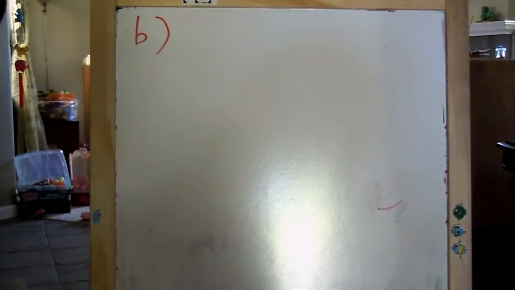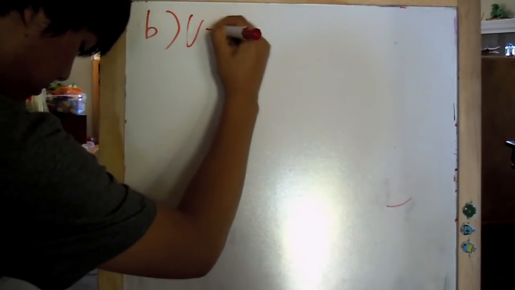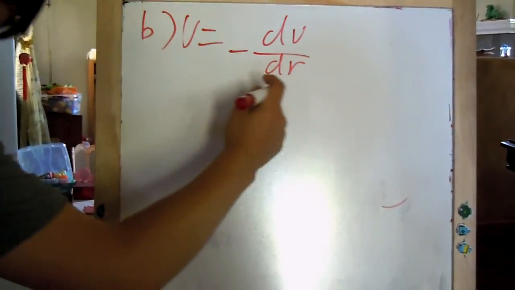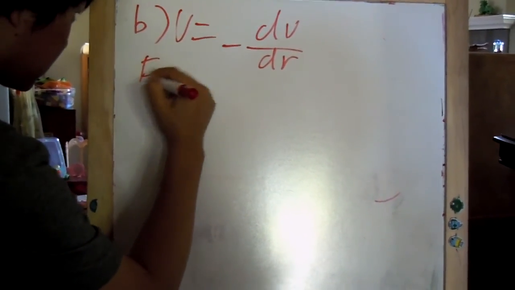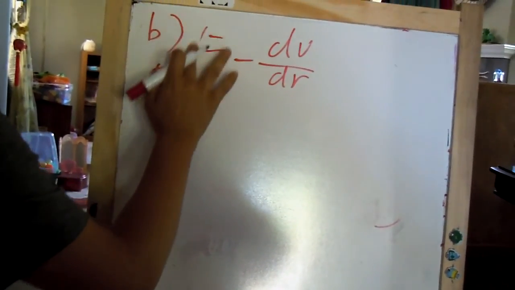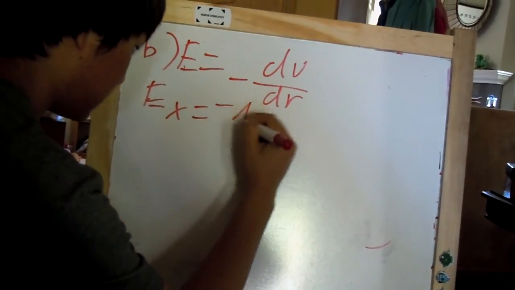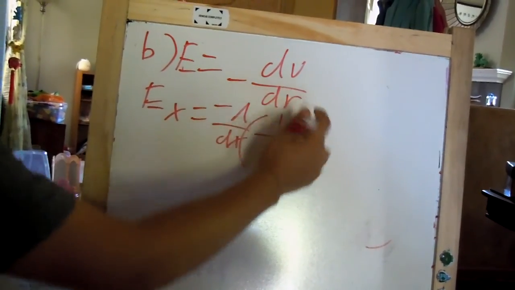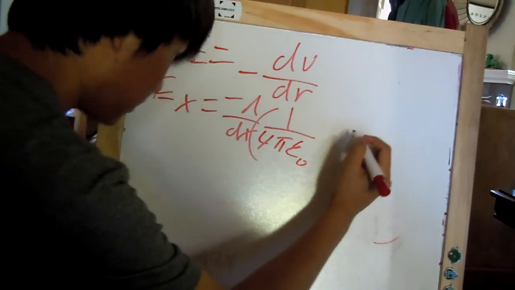For part B, it asks you to find the electric field. The electric field equation is E equals negative dU dr. So along the x-axis, it's E sub x. Oh wait, yeah, my bad. This is not a U, it's an E. So it's E sub x equals negative dU dx. From the previous part, you just substitute again, and you get 1 over 4 pi epsilon naught q.